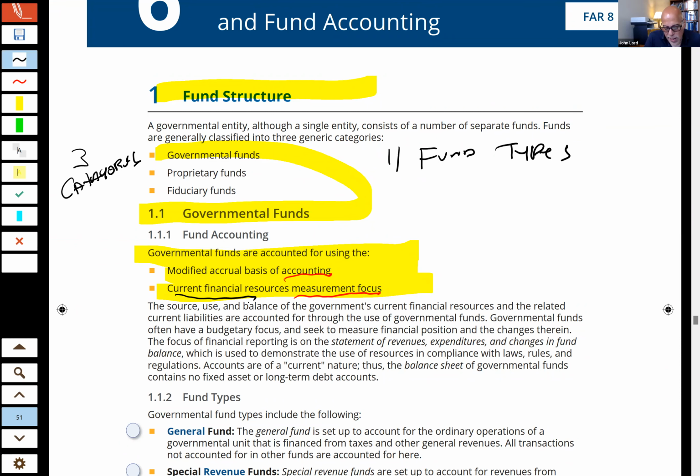Let's say I buy a piece of fixed property. Let's say a steamroller. I'm a government. I buy a steamroller and I pay cash for it. I'm going to use that steamroller to flatten road beds when I'm making roads. Okay, the road improvement thing. What journal entry would you make using your full accrual accounting? You buy a piece of equipment for cash. Debit equipment, credit cash.